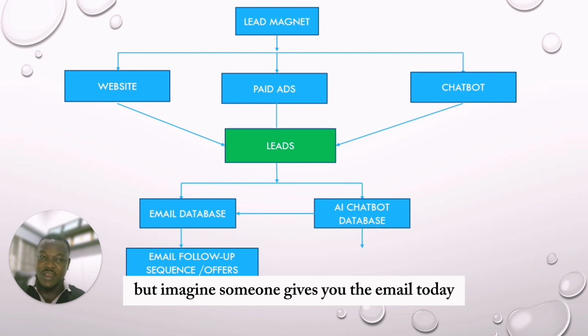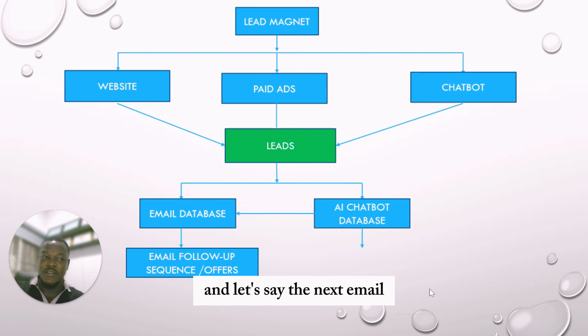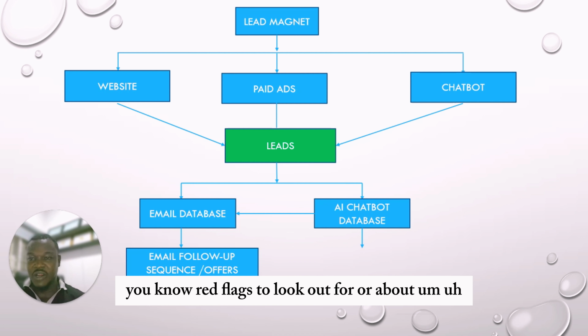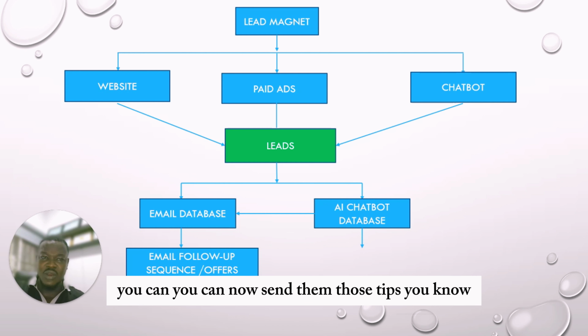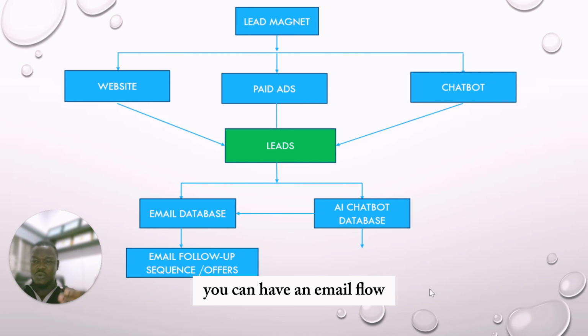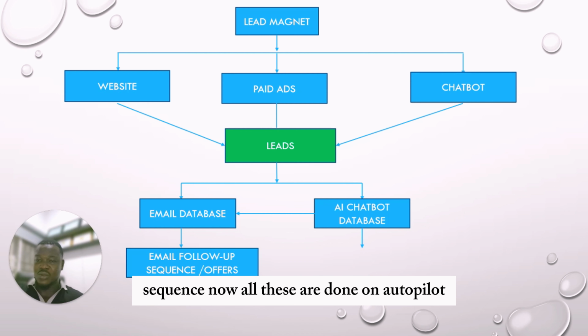But imagine someone gives you their email today, and let's say the next email you're sending may be about red flags to look out for, or about how to avoid land scams. You can now send them those tips. You can have an email flow sequence. Now, all these are done on autopilot.